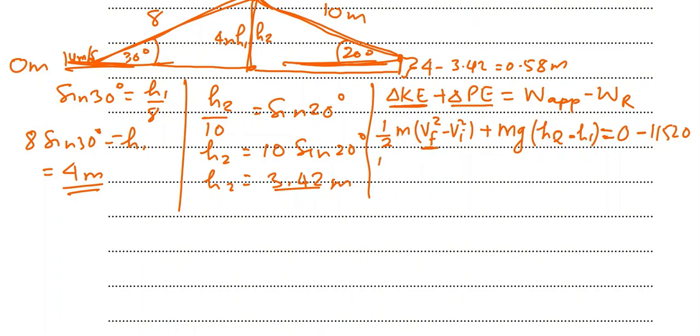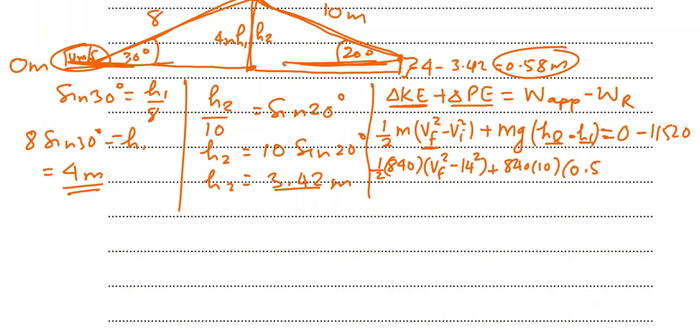Let's substitute everything. Half mass is 840. Final velocity we don't know, but we know initial velocity was 14 meters per second at this end, plus 840 is mass again, g is 10. H2 minus H1 we already found, it was 0.58 meters. But was it positive or negative? It was lower and went to higher. Yes, it is positive. It gained height. So we write positive 0.58 equal to minus 11520.